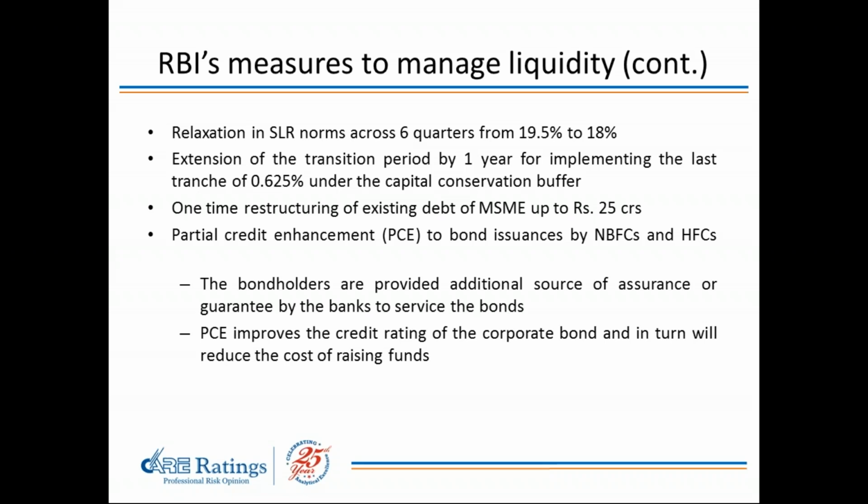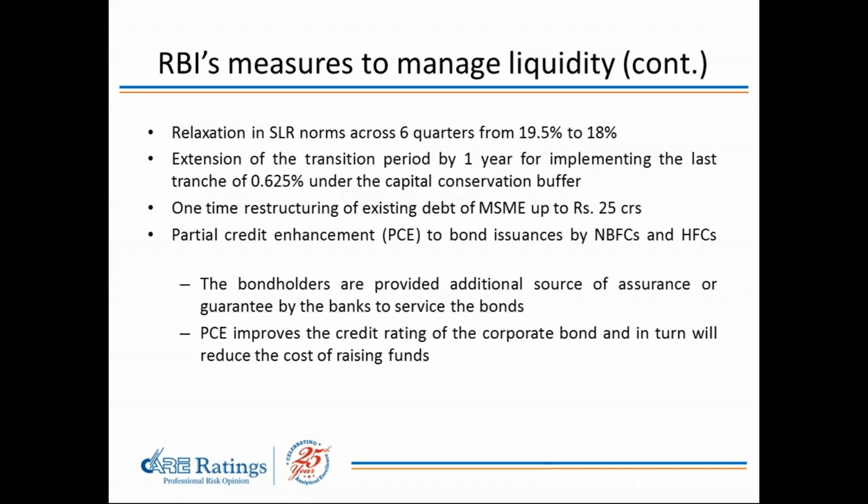In addition to the above relief to the banks, RBI also notified extension of the transition period from 31st March 2019 to 31st March 2020 for implementing the last tranche of 0.625% of risk-weighted assets under the capital conservation buffer. The banks, which have been weighed down by huge provisioning for bad loans during the last 2 years, will get one additional year to build the capital buffer of 2.5% above the regulatory minimum capital requirement of 9% of the risk-weighted assets. This move would free capital from the banks for lending activities, which otherwise would have had to be used for building the capital buffer.